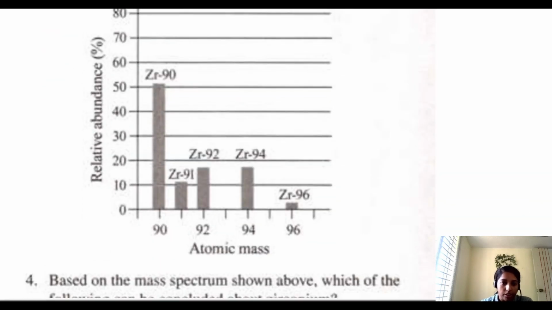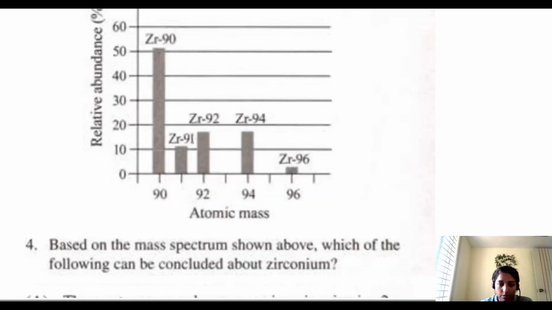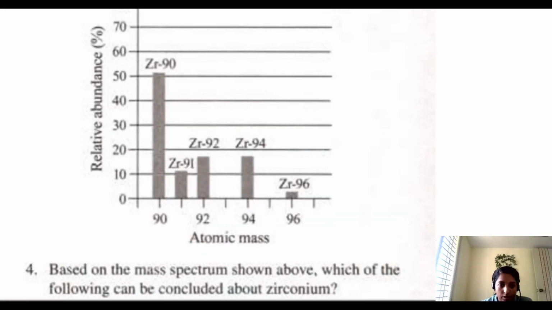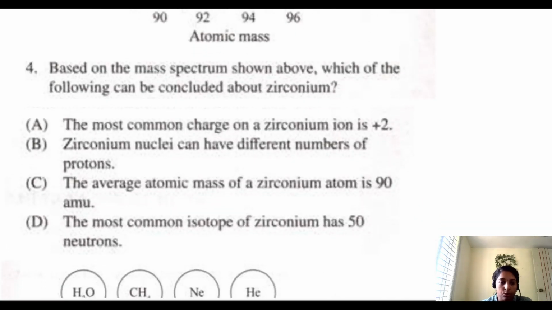So the next one. They were given atomic mass and relative abundance, like a mass spectrum. And the question is: based on the mass spectrum shown above, which of the following can be concluded about zirconium? Let's move on to the options.